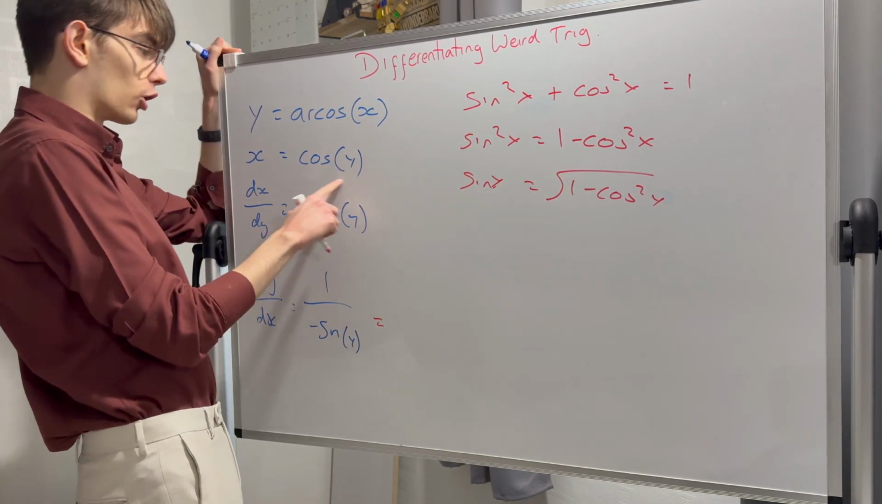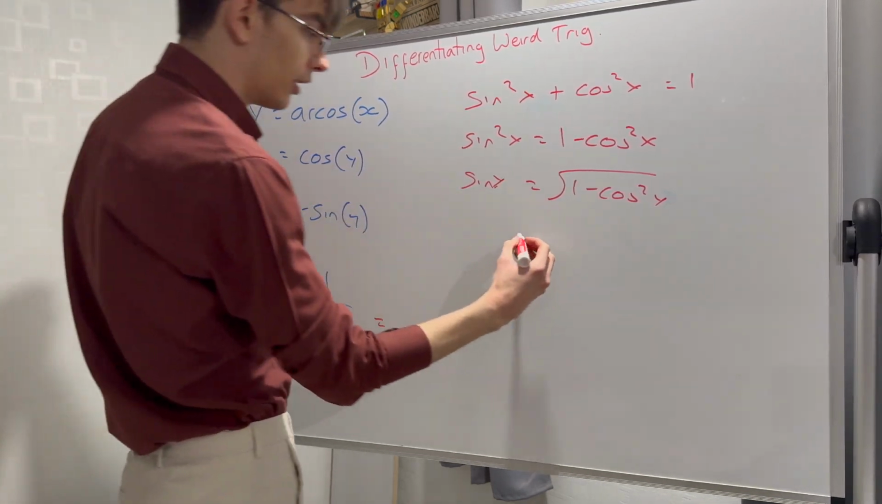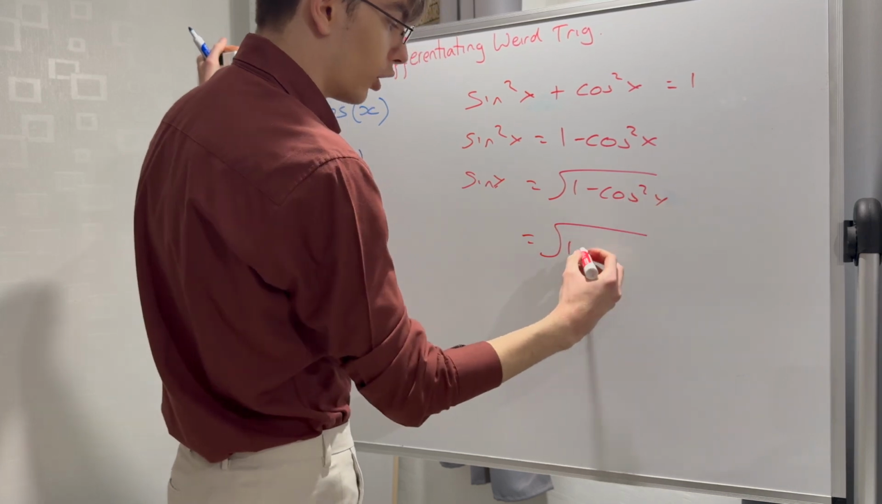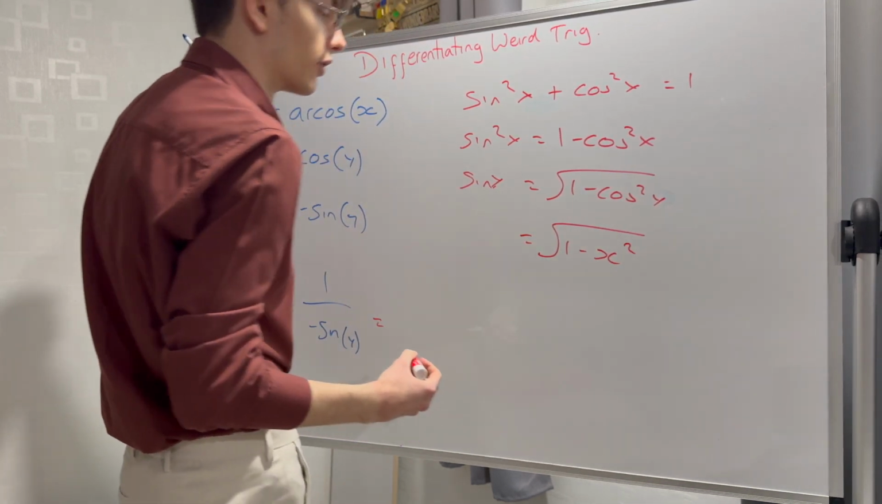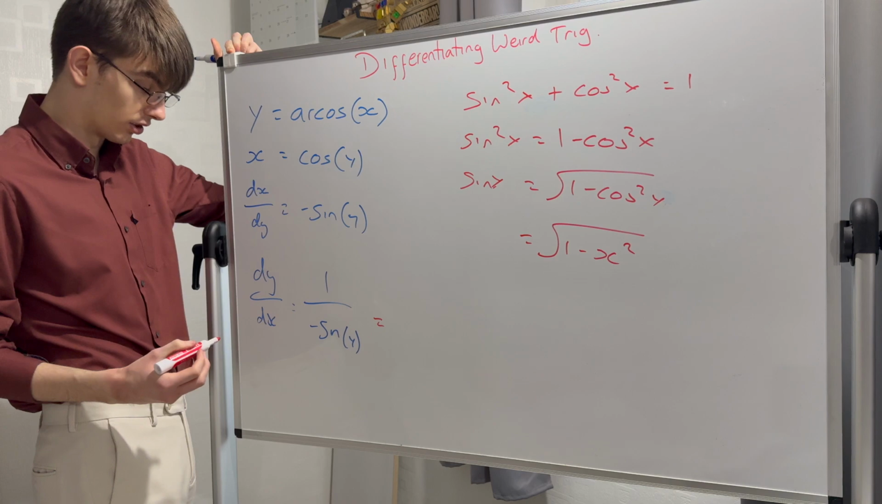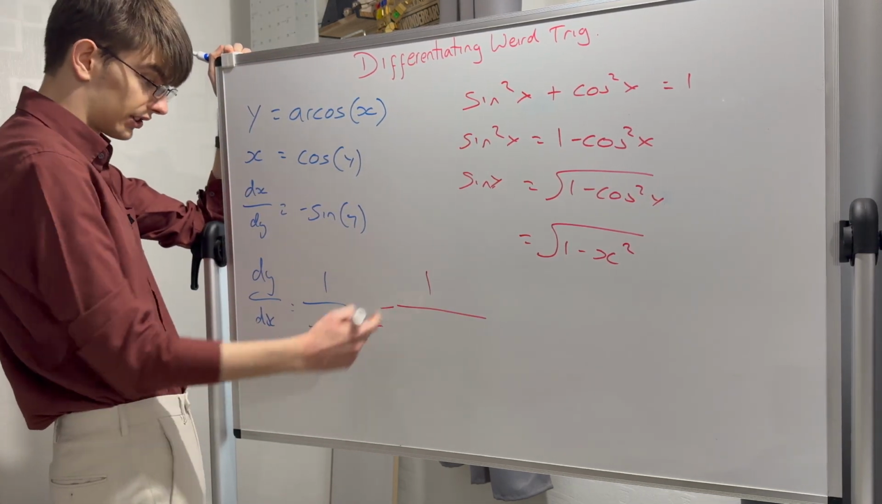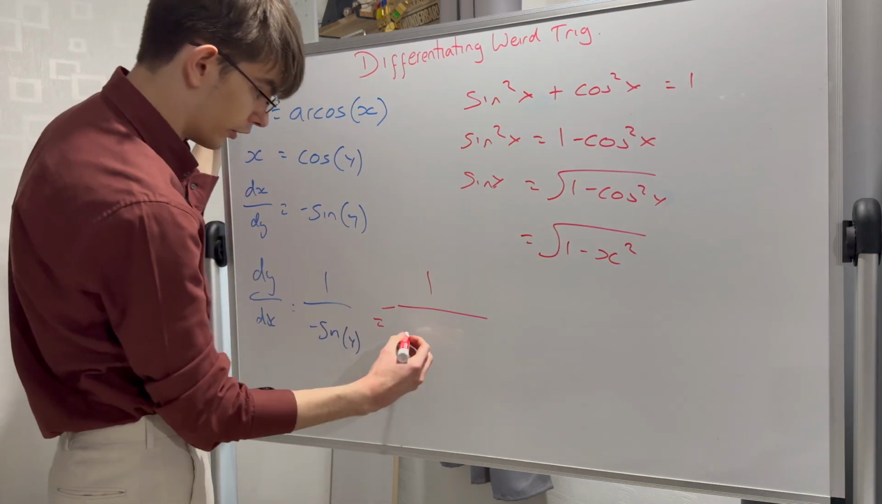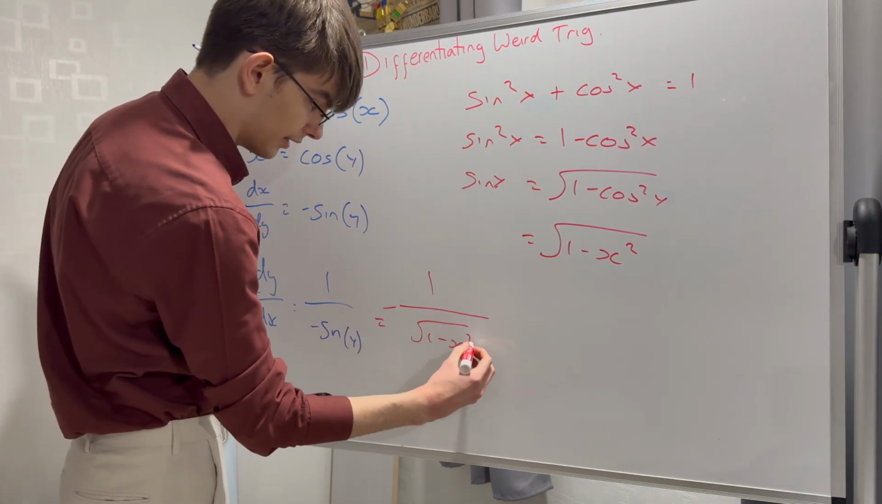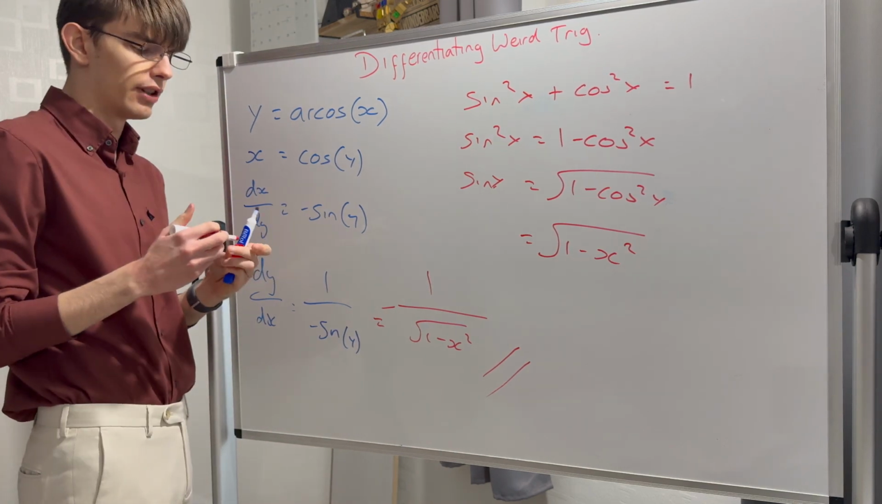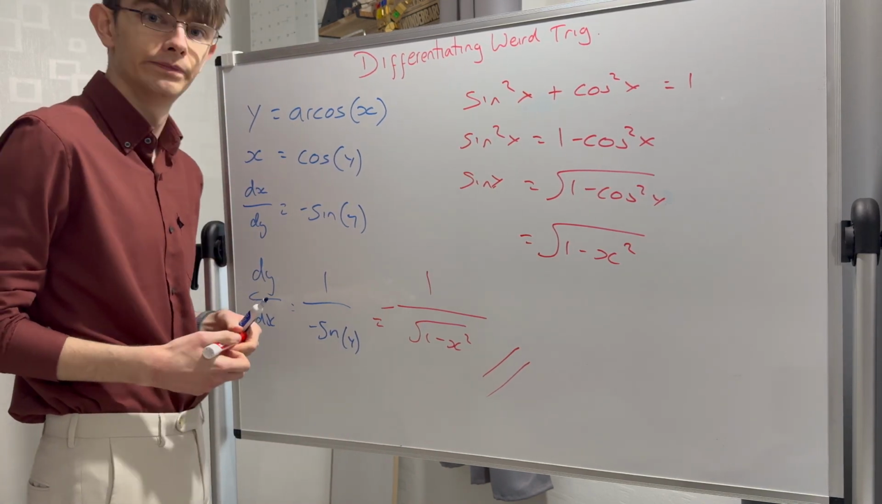Now I know what my cos of y is. It is x. So I can replace cos of y with x and I get the square root of 1 minus x squared. So this becomes minus 1 over the square root of 1 minus x squared. Very, very similar to arcsine.